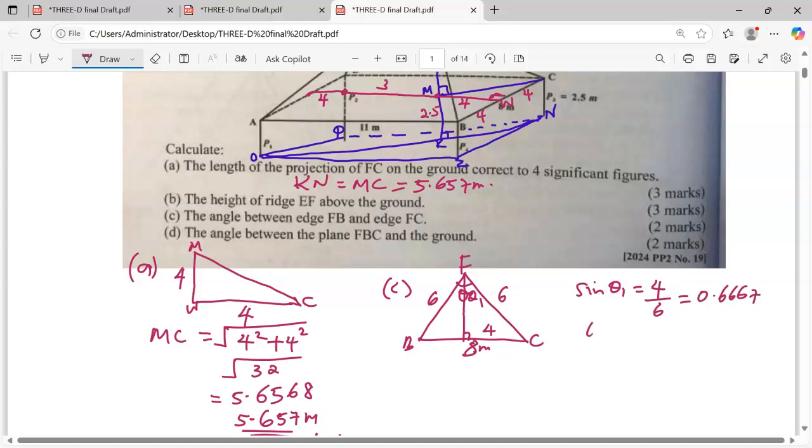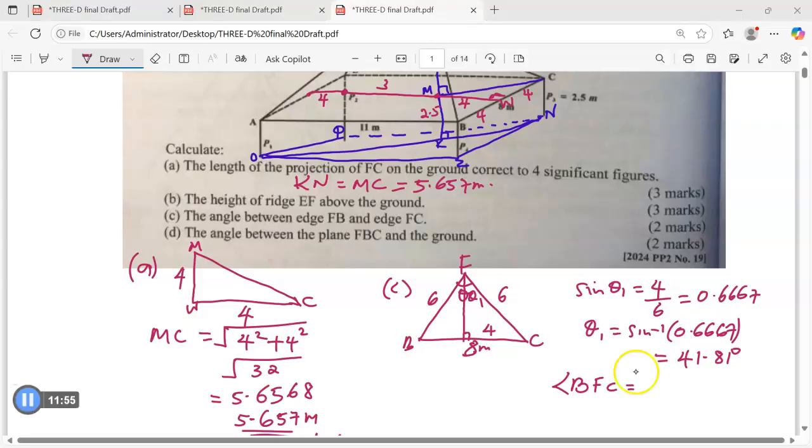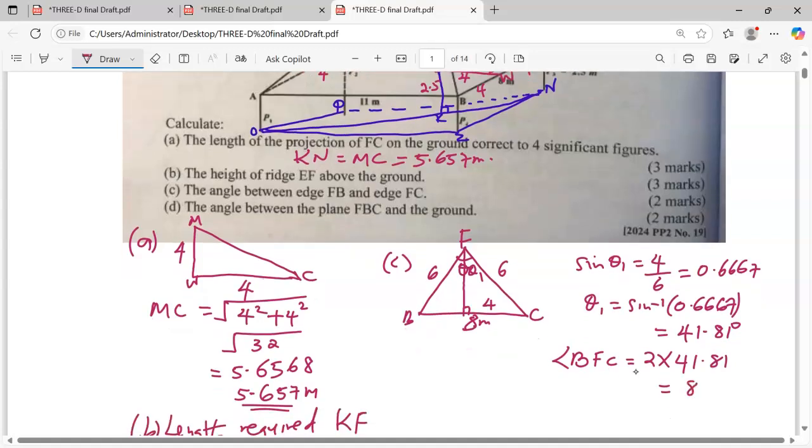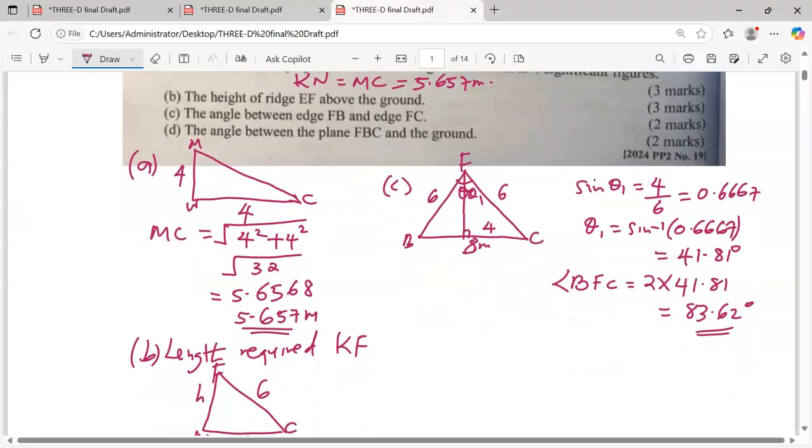and this one is going to give us 0.6667. And for us to get theta 1, we are going to find the sine inverse of 0.6667, which is going to give us 41.81 degrees. And therefore now the total angle BFC will be equal to twice 41.81, giving us 83.62 degrees as the answer to that particular question.